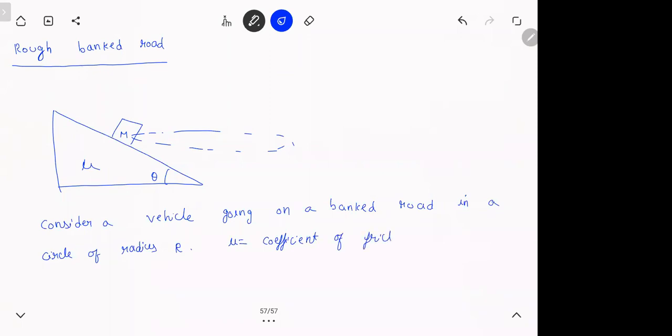Now let's see what happens exactly. So imagine if you're going very fast, what will happen? You're going so fast, the vehicle will start skidding outside. If you're going too slow, the vehicle might slide down. So we have to consider both the cases. So let's see what will happen. Put it up.